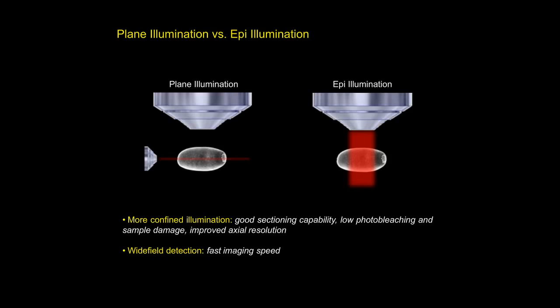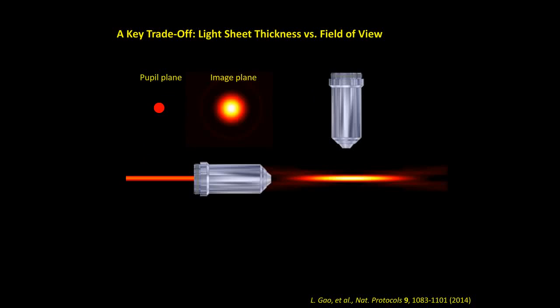But the good thing for the plane illuminations, we have very good optical sectioning capabilities, and we can improve the actual resolutions, which is what we are most concerned about. And for both the plane illuminations and epi illuminations, we have a very good imaging speed because we use wide field detections. So for the next slide, we will see a key trade-off.